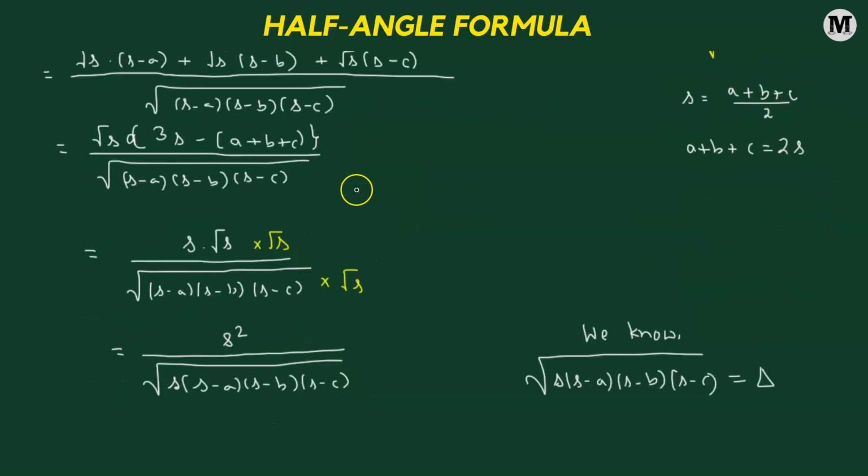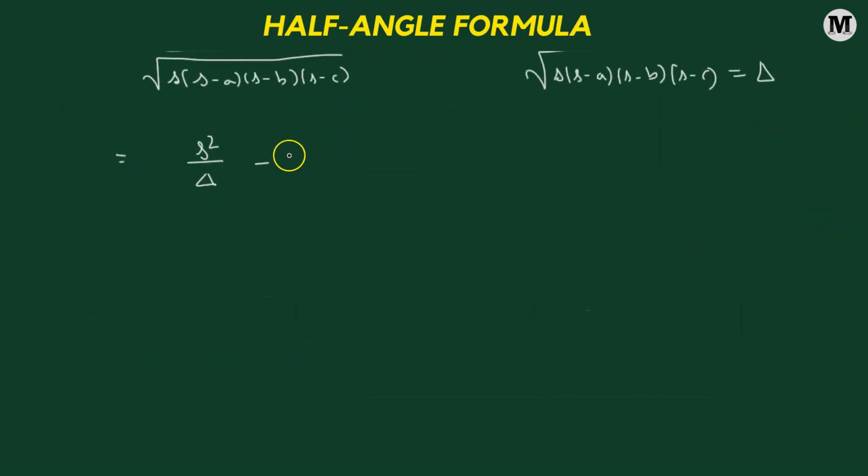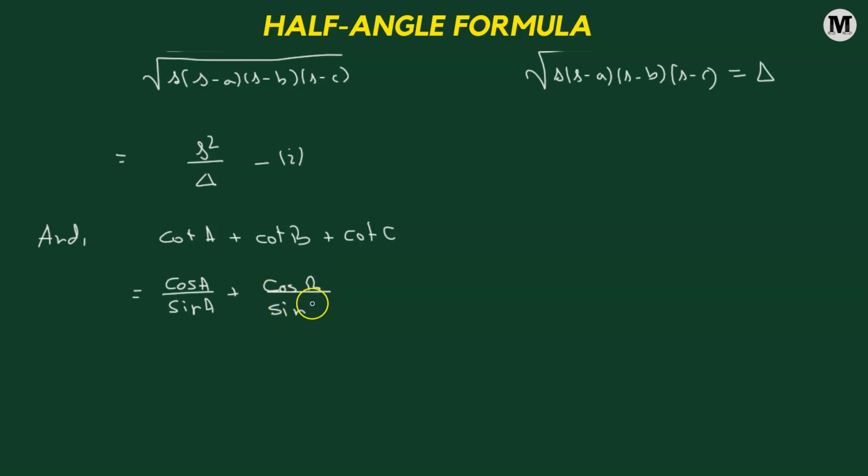Now we will be working with the denominator portion. Let's keep this aside for the time being. And we have cotangent of A plus cotangent of B plus cotangent of C. The cotangent of A can be expressed as the ratio of cosine of angle A to that of sine of angle A. Added to cotangent of B will be cosine of angle B over sine of angle B. And then cotangent of C will be cosine of angle C over sine of angle C. Now, from the law of cosines, we can express cosine of A, cosine of B, and cosine of C in terms of its sides.